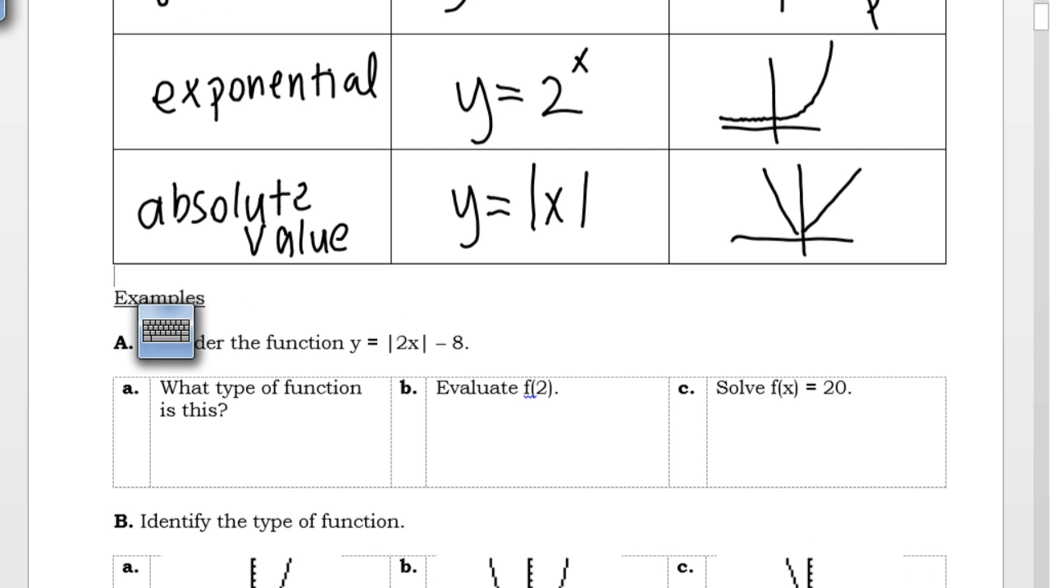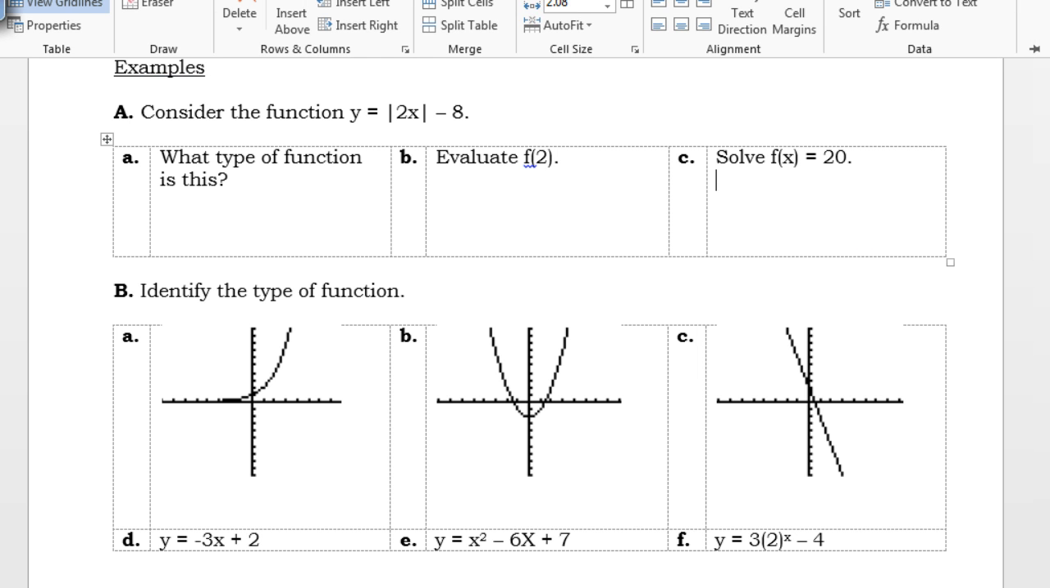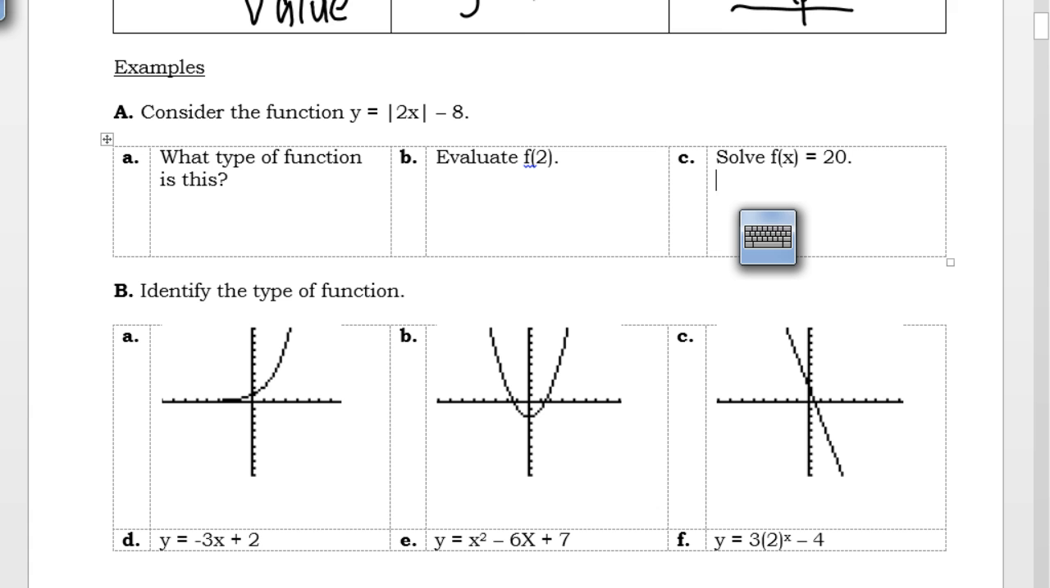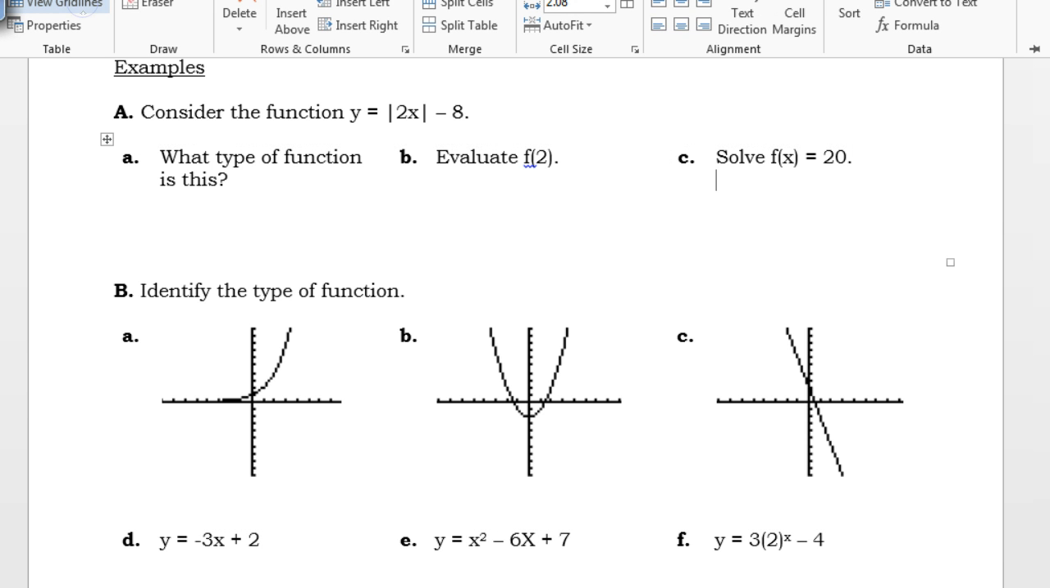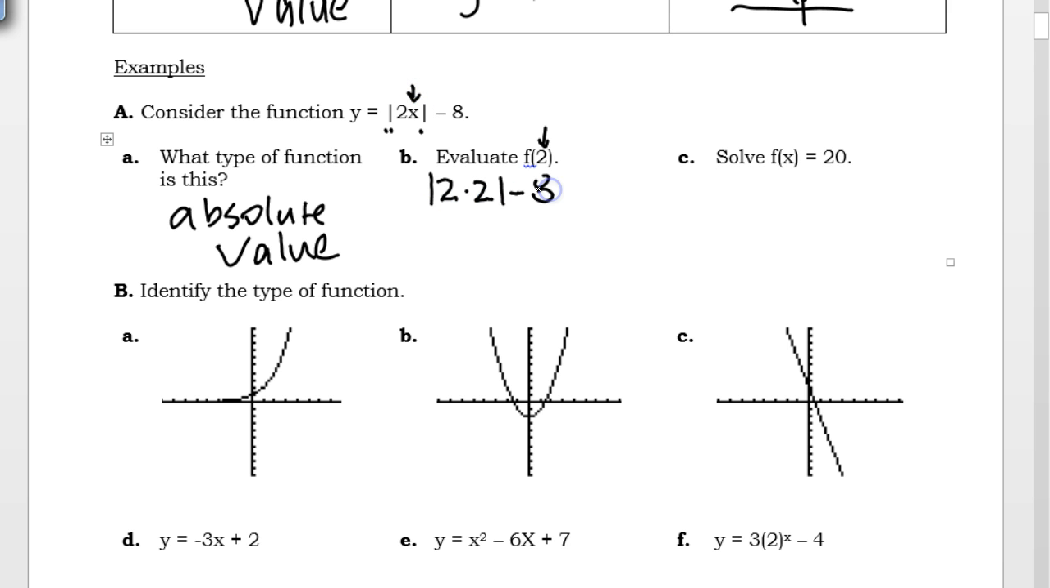The first example says, look at the function y equals the absolute value of 2x minus 8. In print it's not super obvious, but I said it. The absolute value is the name of the function, because I see those bars right here on my 2x. And if I want to evaluate an absolute value function, all I do is substitute the number in to the x and then figure out what the answer is. So 2 times 2 is 4. The absolute value of 4 is 4, and 4 minus 8 is negative 4 for my answer.